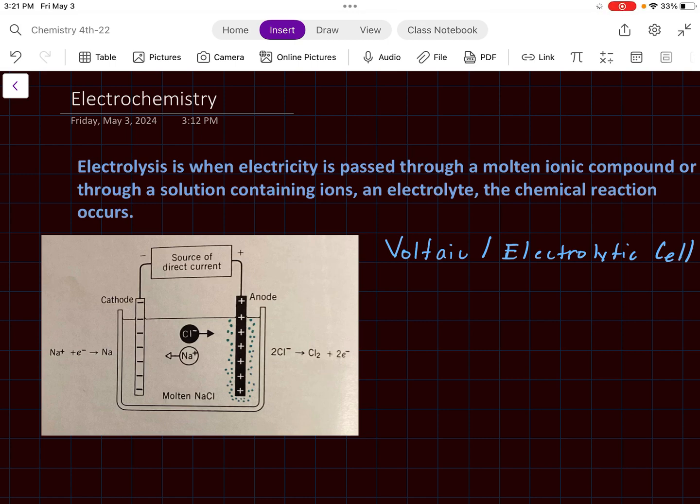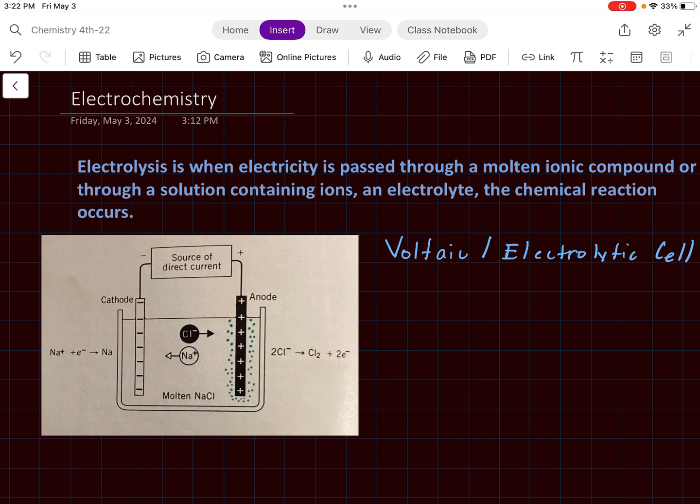Okay, so we're gonna go ahead and get into electrochemistry. This one isn't too long, so I'll see if I can just summarize it for you guys. The whole basis of electrochemistry is basically a process called electrolysis.